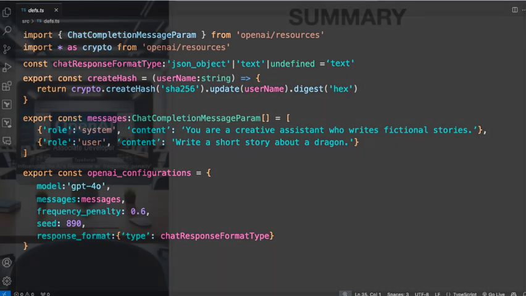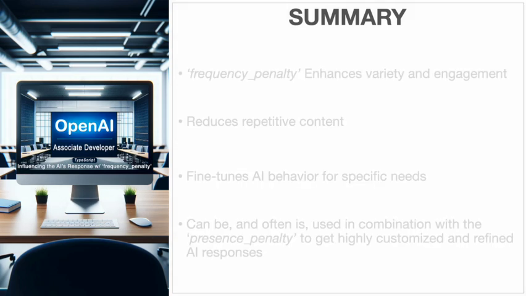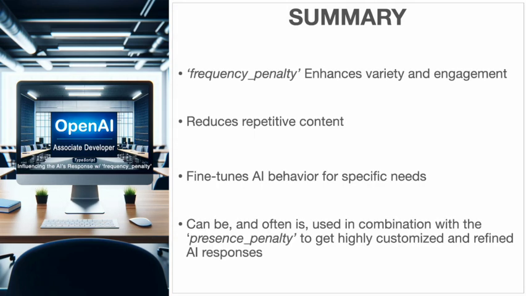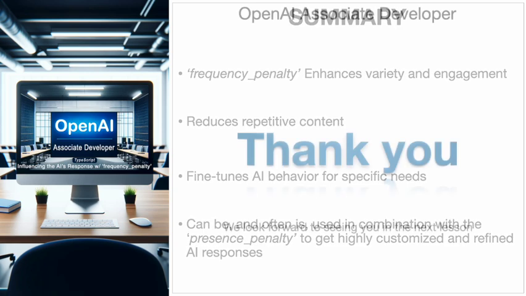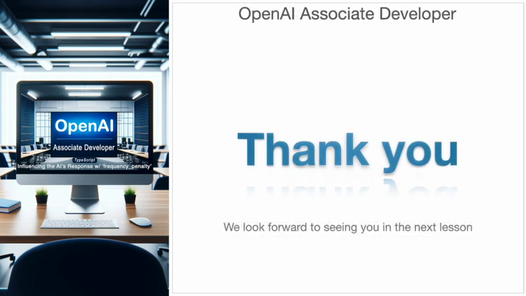In summary, the frequency penalty property is a powerful tool for enhancing the variety of the AI's responses. By setting this property appropriately, you can guide the AI to produce content that is more dynamic and engaging, making your applications more compelling. In our upcoming lessons, we'll continue to explore additional properties and techniques to optimize your interactions with the OpenAI Chat Completion API.